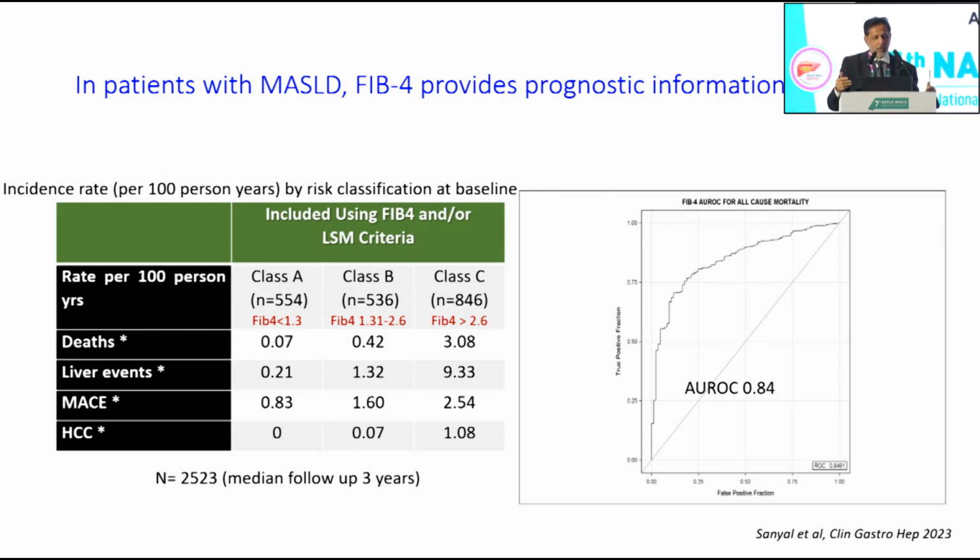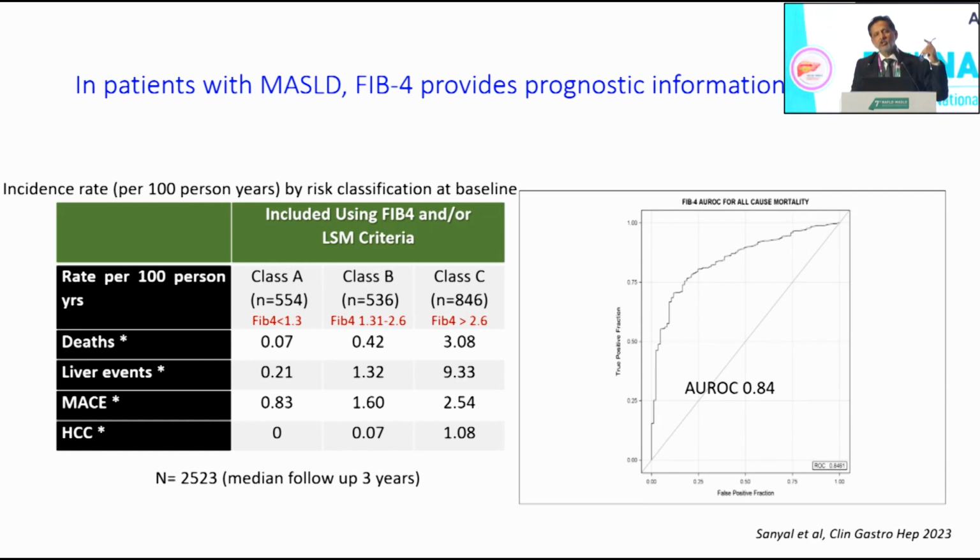This is a study where we had almost 2,500 patients followed prospectively, and we show the incidence rate of clinical outcomes for people who had a FIB4 less than 1.3, greater than 2.6, or in the middle. You can see all-cause mortality progressively goes up, particularly in those with high FIB4. Similarly, liver events dramatically go up. The incidence rate goes from 1.3 to 9.3 between the middle category and the other category. And then MACE again goes up, and so does hepatocellular carcinoma.